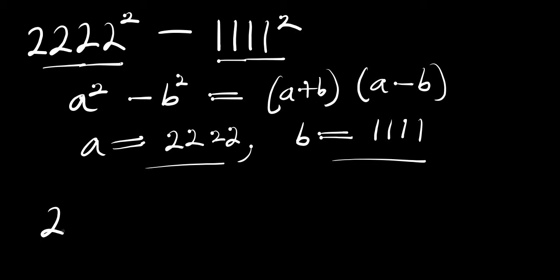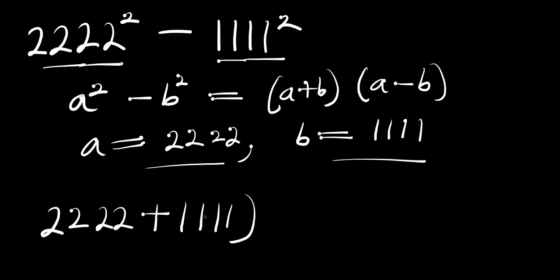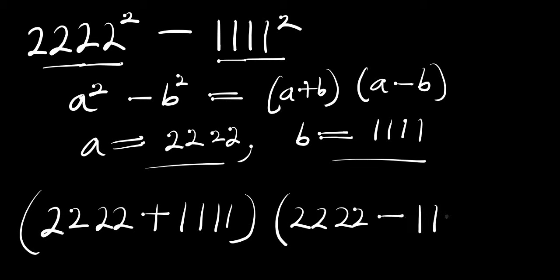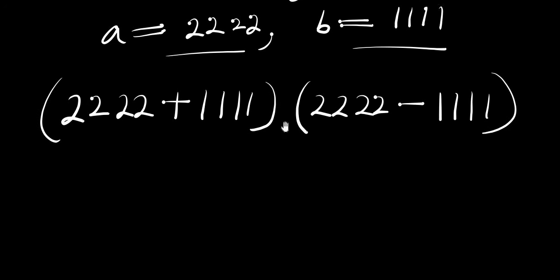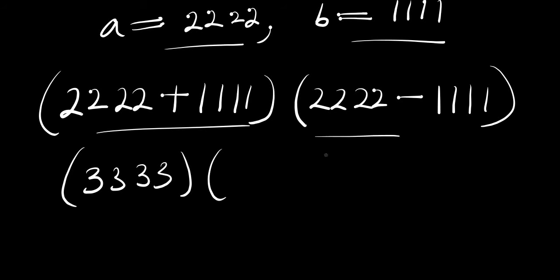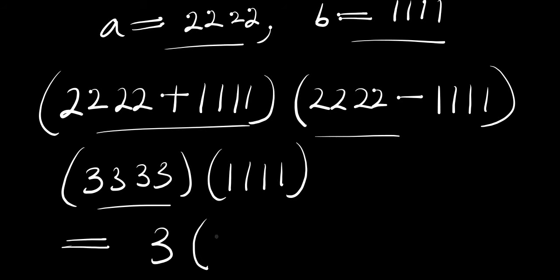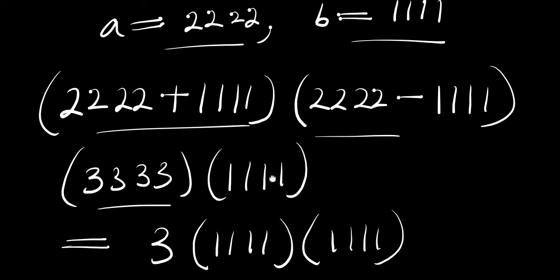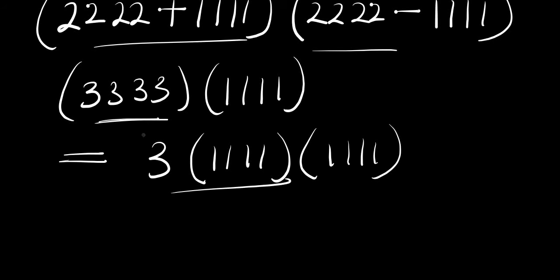We can insert these values for a and b respectively. So we are going to have 2222 plus 1111 times 2222 minus 1111. The next thing we are going to do is to add up what we have inside this bracket. This will give us 3333 times, while this will give us 1111. So the next thing is to factor out 3 from here, we are going to have 3 times 1111 times 1111.